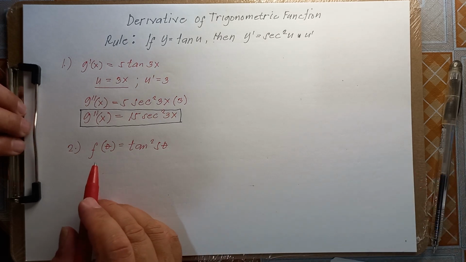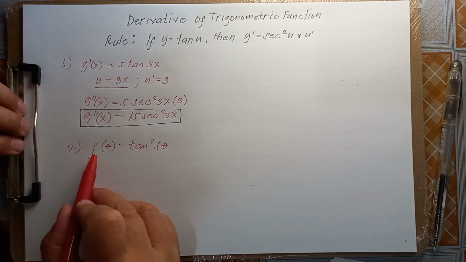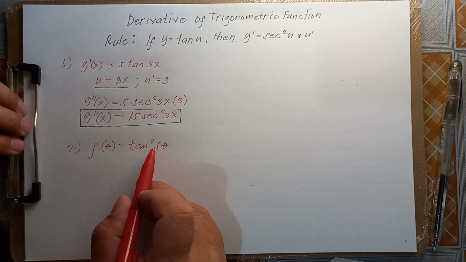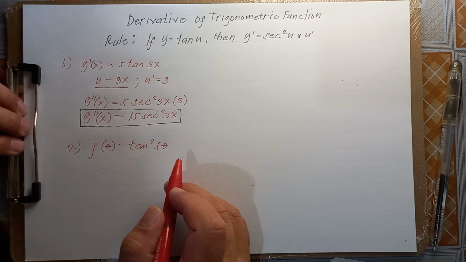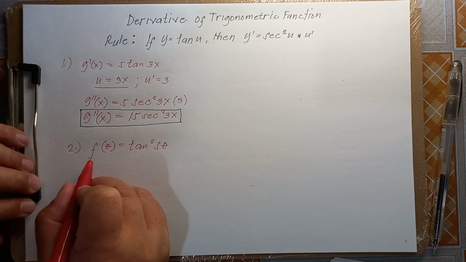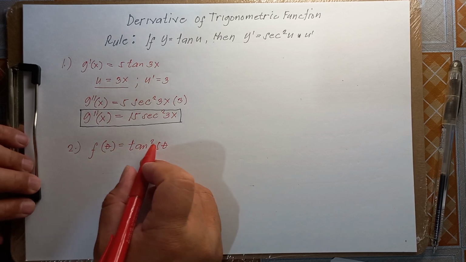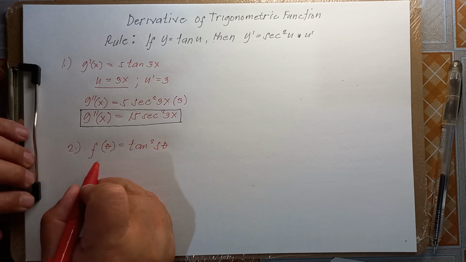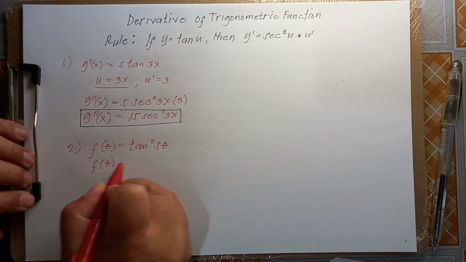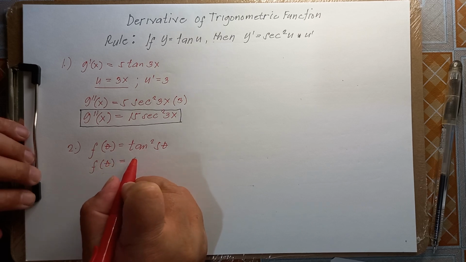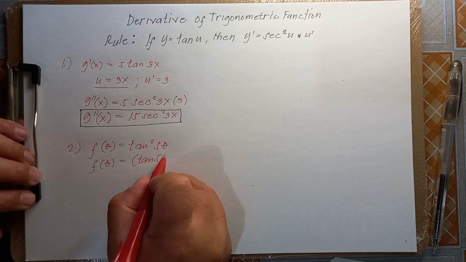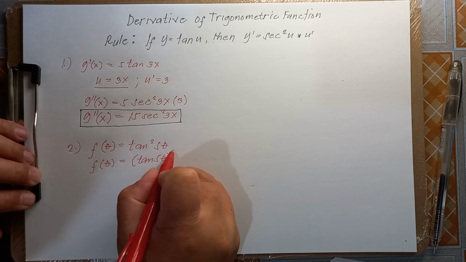Okay, so next, we have problem number 2. F of theta is equal to tangent squared 5 theta. Now, how are we going to get the derivative of this? Notice that to get its derivative, we have to convert this into its exponential form. So we have f of theta is the same as the quantity tangent 5 theta squared.